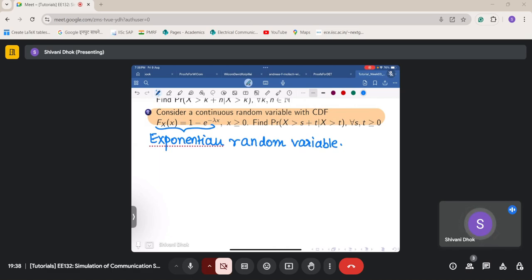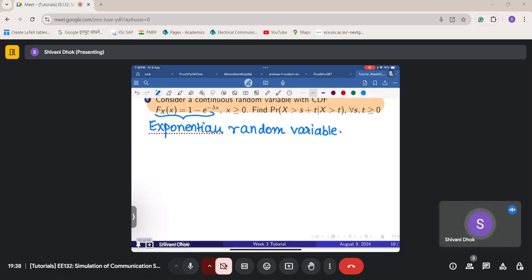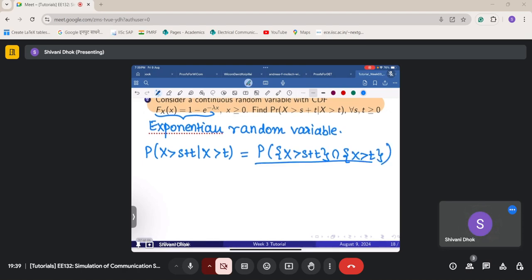That is, we need to find this conditional probability that x greater than s plus t given x greater than t for all s and t greater than or equal to 0. So what we need to find out is probability that x is greater than s plus t conditioned on x greater than t. This is equal to probability that x greater than s plus t intersection x greater than t, divided by probability that x is greater than t.